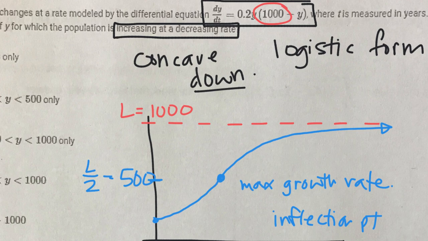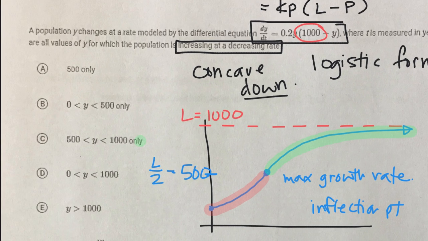If we look at our graph, we are increasing at an increasing rate. This is concave up. Then after that we are increasing at a decreasing rate, so our graph is concave down. So the answer is going to be between 500 and 1,000 population. That is when our graph is concave down, increasing, but at a decreasing rate. We are not growing as fast as we were before. It's important to recognize this as a logistic equation because that makes all the difference in our problem.